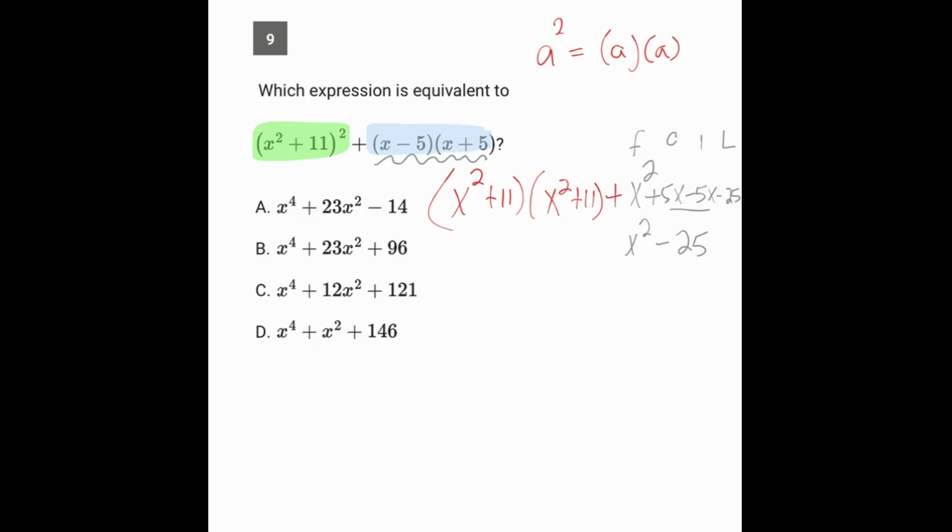So now let's FOIL the red part. First times first, x squared times x squared is x to the fourth. Outer times outer, x squared times 11, that's 11x squared. Next is inner times inner, another 11x squared. And the L of the FOIL, last times last, 11 times 11, and that's 121.